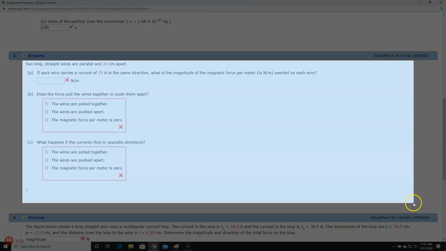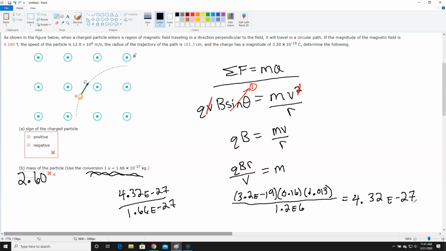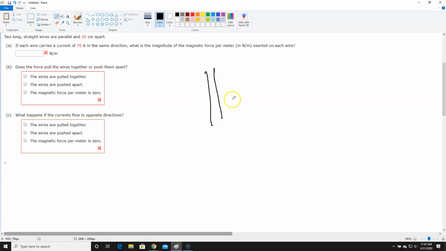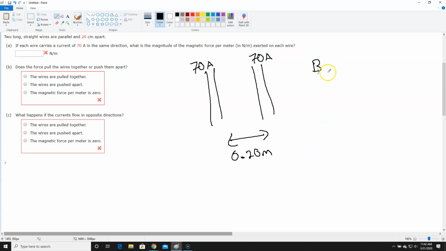This is similar to what you did last week. I will delete this and pop this one in. We have two long straight wires carrying current. So here's wire 1, here's wire 2. Their separation is 20 centimeters or 0.2 meters, 70 amps, 70 amps. The magnetic field created by a wire is mu naught over 2 pi times I over R.